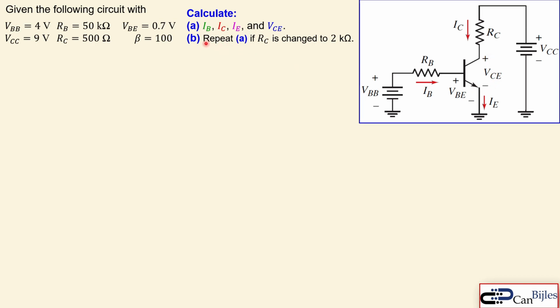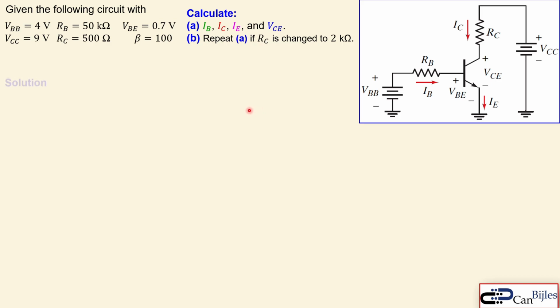Now we will repeat the equation A, but then we will change our RC from 500 ohms to 2 kilo ohms. So we'd like to see what kind of effect it has on our values. Okay, we assume, of course, first the linear region of operation for the transistor, and then we check later if it is really the case.